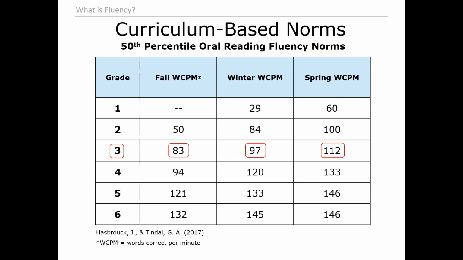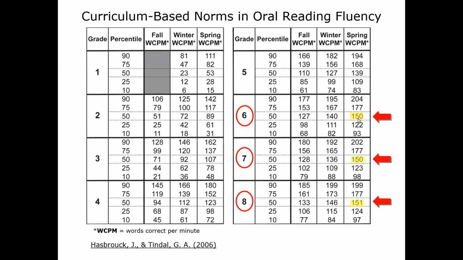But let's talk about what happens after sixth grade. When we look at the older Hasbrook and Tyndall table, I want you to see that the 50th percentile score stays right around 150 words per minute. And the reason for this is that that's where fluent readers top out at around 150 to 200 words per minute. That's kind of our ceiling. I used to say to my students, I don't want you to read too slow, but I also don't want you to read too fast. I want you to read just right. And this is that just right level for an automatic fluent reader.